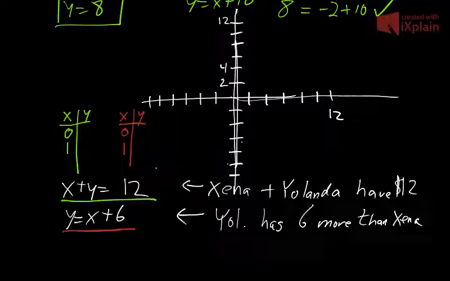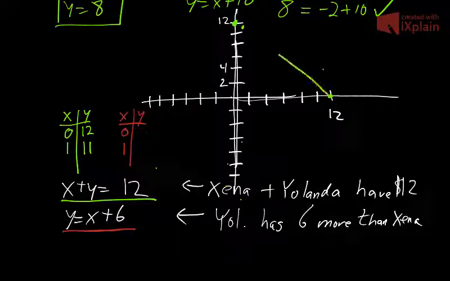So if I plug 0 in for x here, I have 0 plus y equals 12. So I'm asking myself, 0 plus what is 12? 0 plus 12 is 12. That's my y. Then I have x equals 1, so we plug that in. 1 plus y equals 12. 1 plus what is 12? 1 plus 11 is 12. So now I have my point here and a point here for my green graph. And if I trace this down, I should end up also hitting this point. And that would be my line.